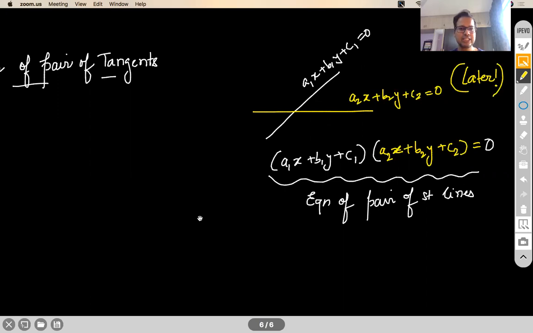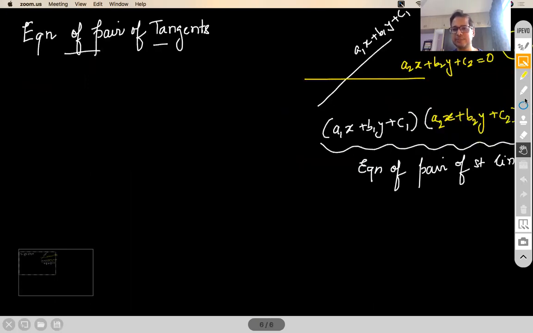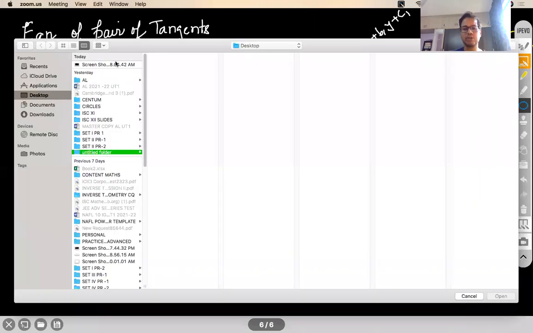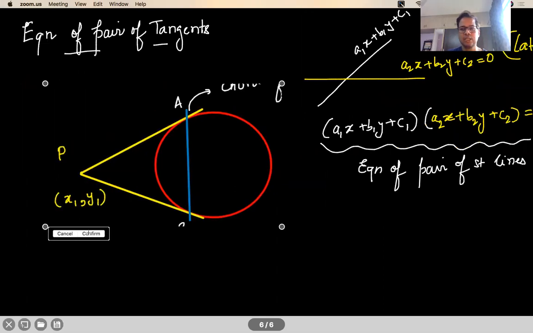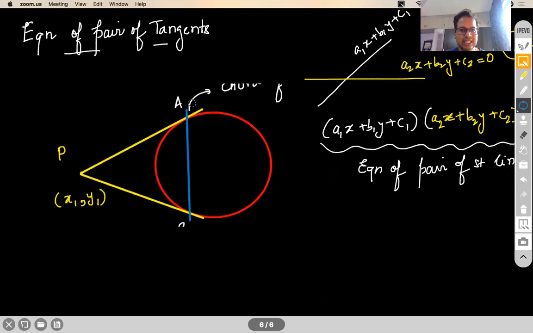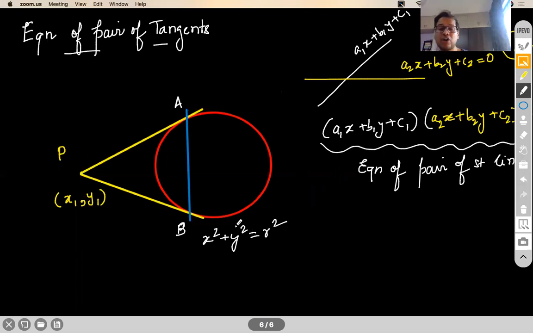Anyways, coming to this scenario, how do I get the pair of tangents? Again, let me recall my figure. Why draw it again? I've already drawn it. So now let us start our discussion with the standard form of a circle. Let's say I have a circle x squared plus y squared equal to a squared, which is r squared, let us say. And I want to know what is the equation of this pair of tangents.